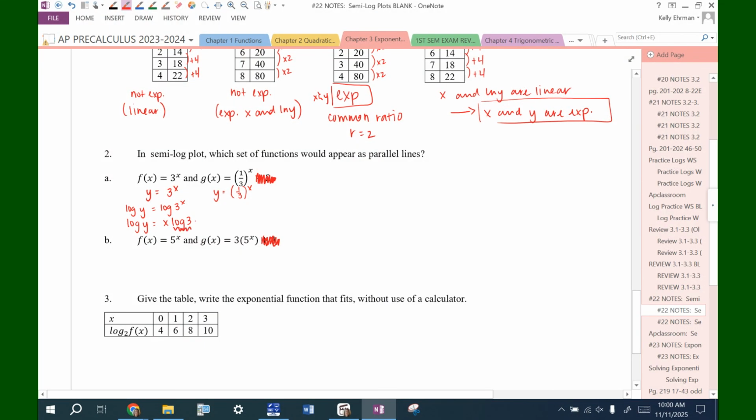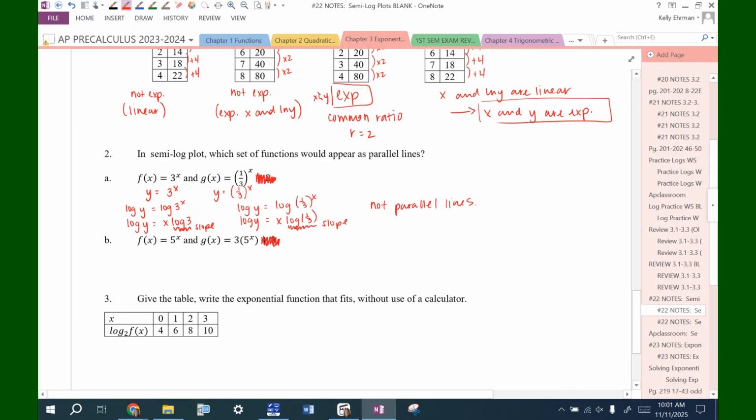So the slope in the first equation is log of 3. If you're doing this one and you log both sides, you get the log of 1/3 to the x. That becomes x log of 1/3. So in this equation, the slope, the number that's getting multiplied by x, is the log of 1/3, and that's not the same as the log of 3. So these would not be parallel lines.